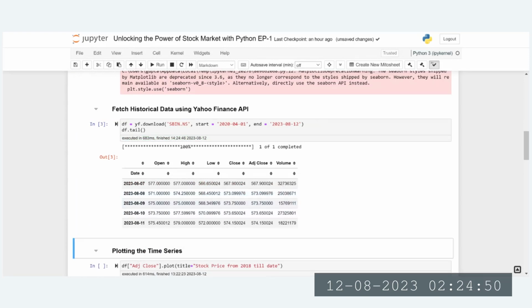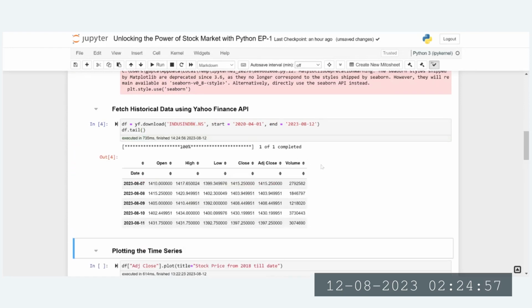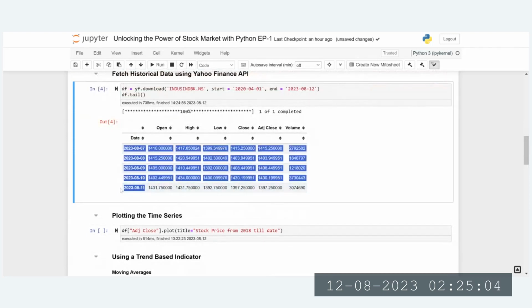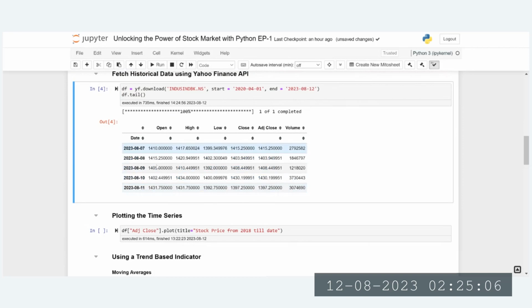So it depends what stock you want to work with. Accordingly, you'll fetch the prices. And the output here you can see is on a daily basis, right? The data is available till yesterday. What was the opening price of the stock yesterday? What was the high? What was the low? What was the closing price? And what was the adjusted close? How many shares were traded on the exchange on that given day, right?